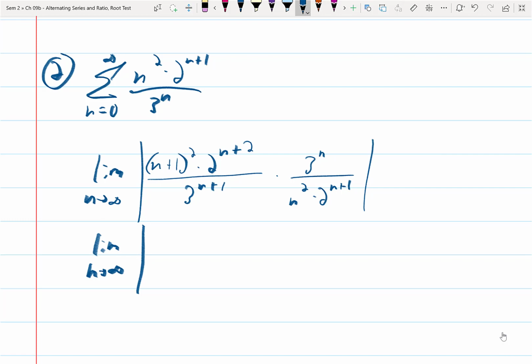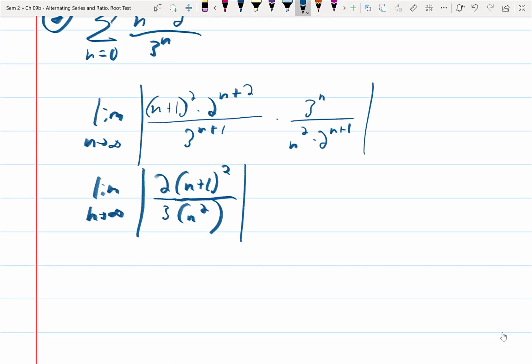2 to the n plus 2 over 2 to the n plus 1 is 2. 3 to the n plus 1 divided by 3 to the n is thirds, so I have 2 thirds. Let's keep the fraction bar going. Still have that n plus 1 squared and still have that n squared. And remember, we're doing limits, so I don't need to clean everything completely out, but as n approaches infinity, the ratio of the leading coefficients of these same degreed polynomials would be equal to 1 to 1, so that's 2/3 from a limit, and that is definitely less than 1.